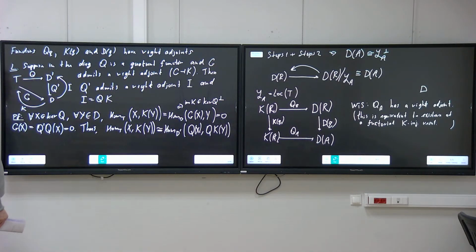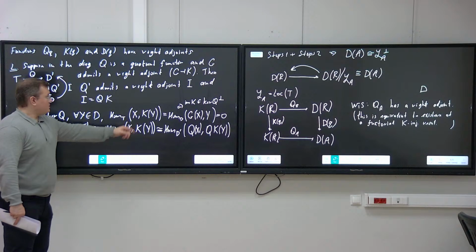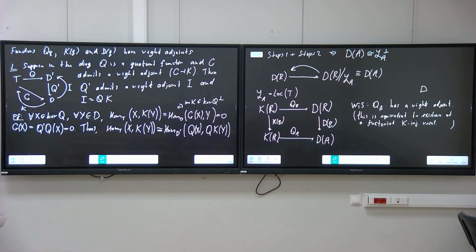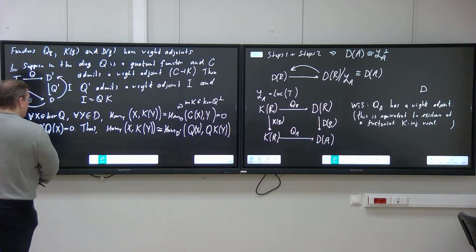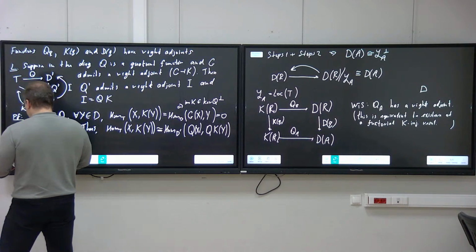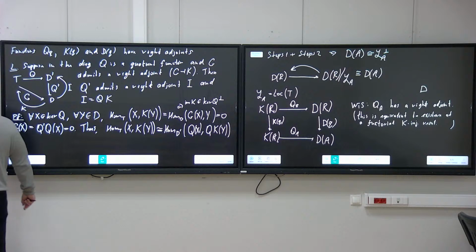D prime is a quotient by the kernel of q, of course. So by that general theorem, if you take the second argument in the home in the right orthogonal in the category, then the quotient functor gives an isomorphism on homes. So this is what we have. And now the rest is just a simple computation by adjunction.